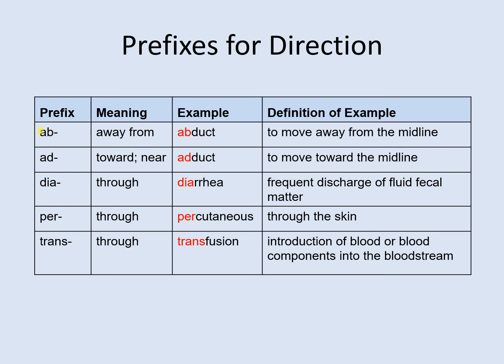Direction would be as follows in prefixes. Ab is away from, ad is towards, dia is through, as in diarrhea. Per, also through, percutaneous, the root is cutaneous, through the skin, and trans is also through.